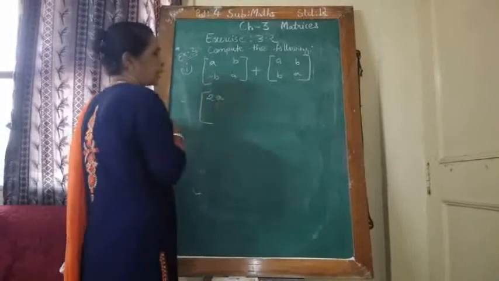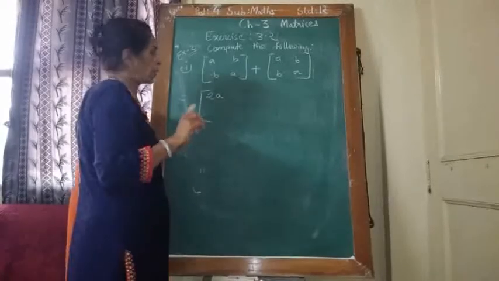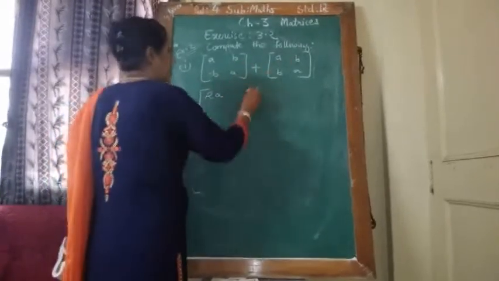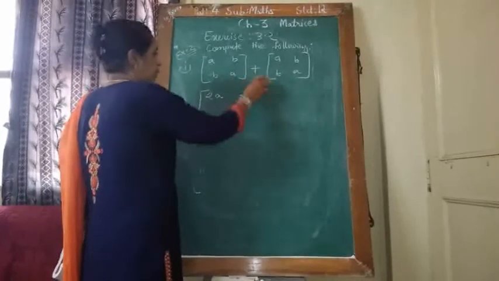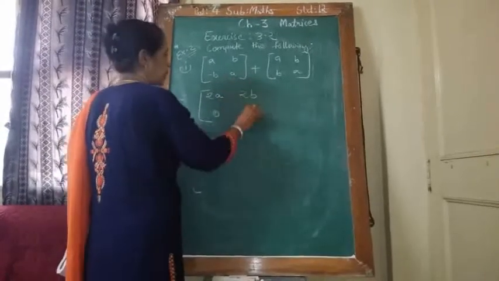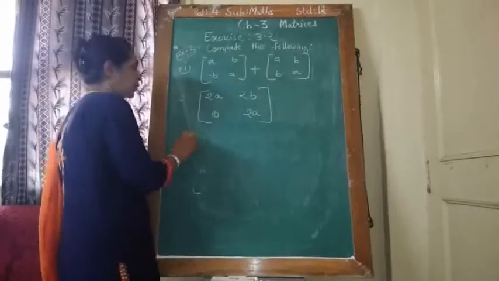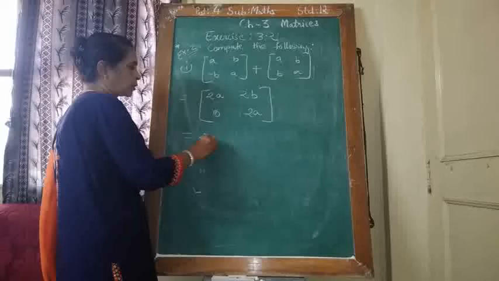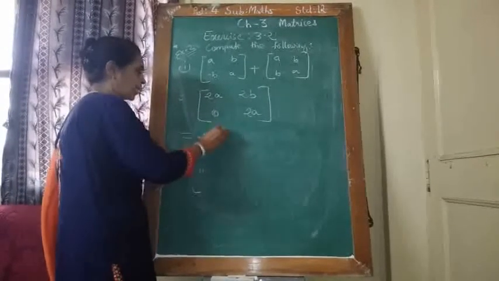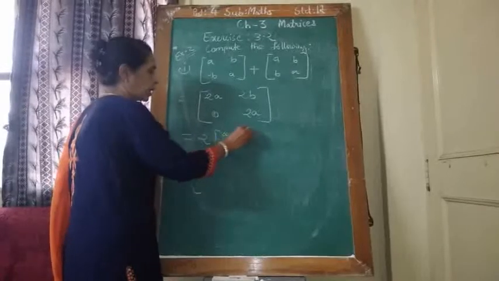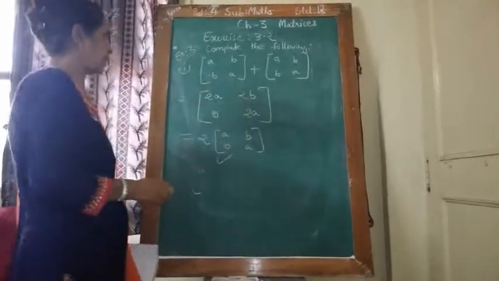Directly you may put 2A. A plus A, don't put A square. Okay, A into A is A square; otherwise A plus A is 2A. B plus B is 2B, minus B plus B is 0, A plus A is 2A. This is the answer. And some students may write like this: they take out 2 common because 2 is everywhere, here also 2 into 0. 2 taken out, it is a scalar number. So A, B, 0, A. So this way you may write. Okay, both answers are correct.